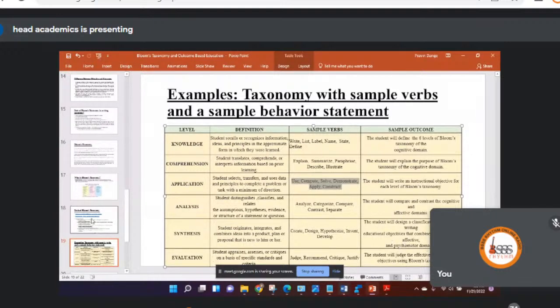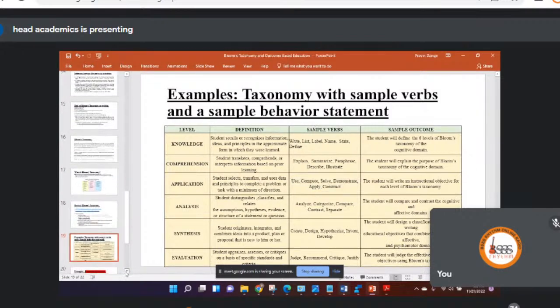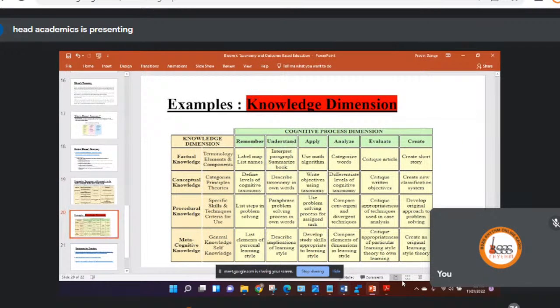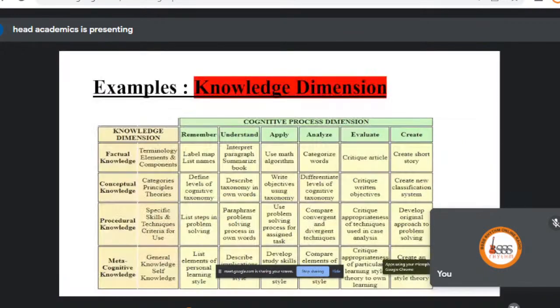So I'll share this slide with you. Sample outcomes are mentioned here. Then this is another example. This is a combination of this.